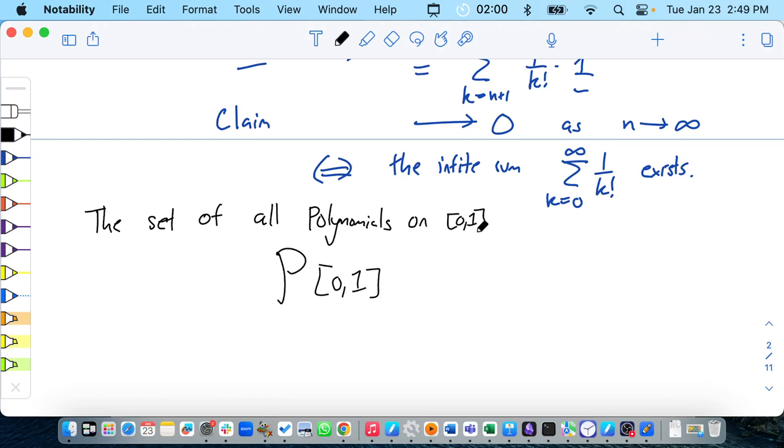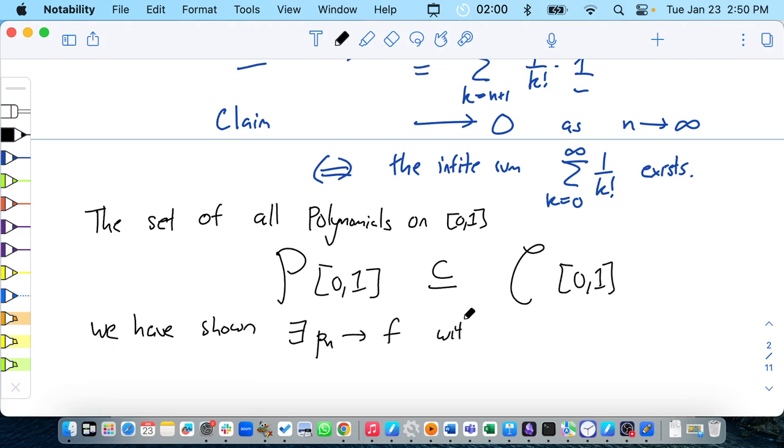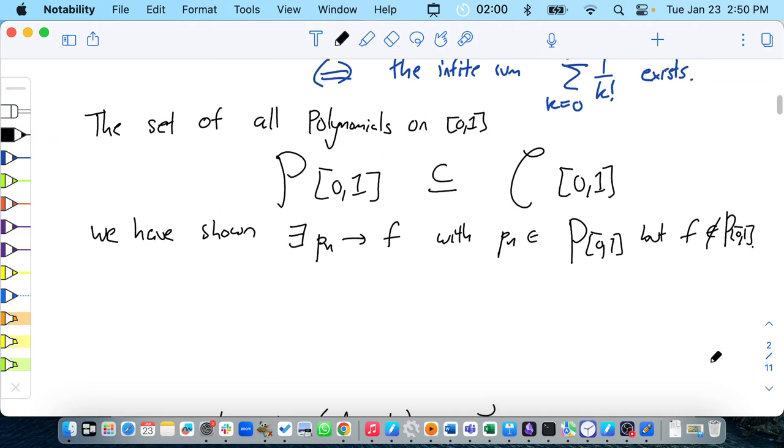That is some set, and this is a subset of all the continuous functions, which they call C0, 1. And we've just taken a limit of P, and we got something that's not a polynomial. The function e to the x is not a polynomial, but you can take the limit of polynomials and get something that is not a polynomial. So we have shown there exists Pn converging to some function f with Pn in script P, but f is not in P. This is the reverse of the definition of a closed set. A closed set is a set that contains all its limits. And so we've shown that the space of polynomials is not closed. Therefore, P01 is not closed.